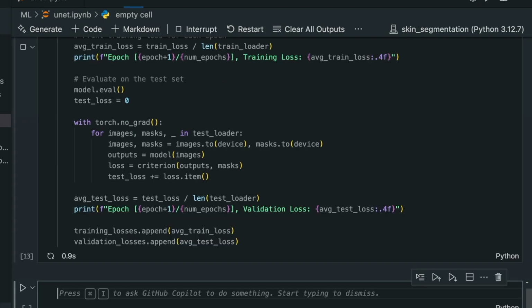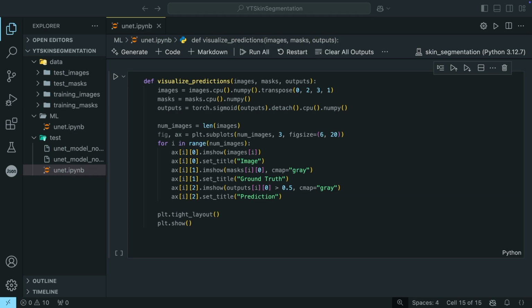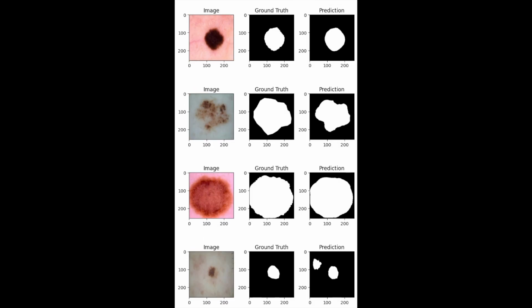After training, we switch to evaluation mode with model.eval. This will disable gradient computation and assess our model performance on unseen data. We're essentially checking how well our model learned. After training, we can visualize our losses. We can notice how they have been decreasing during the training process. I also created this function to visualize our predictions. Here we can compare the ground truth with the segmentation of our network.